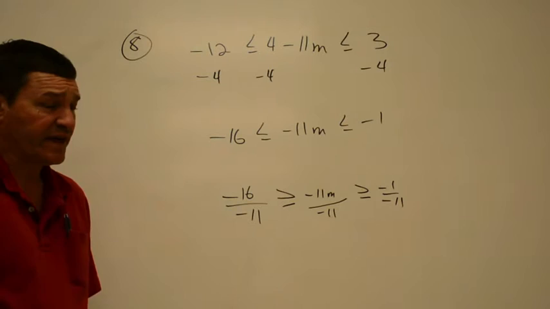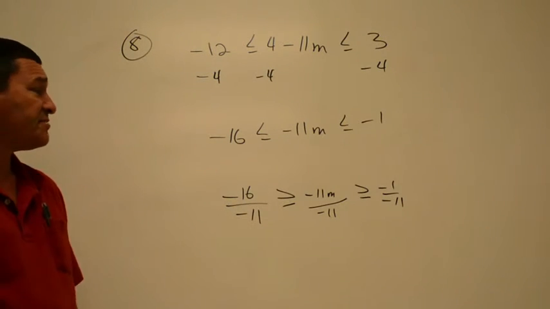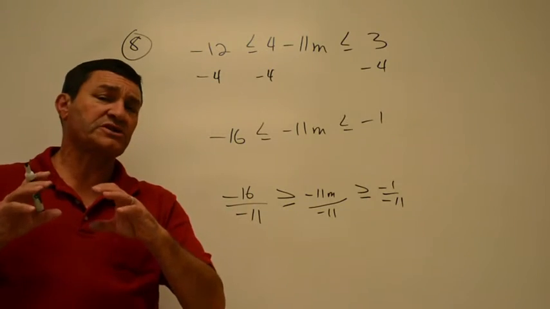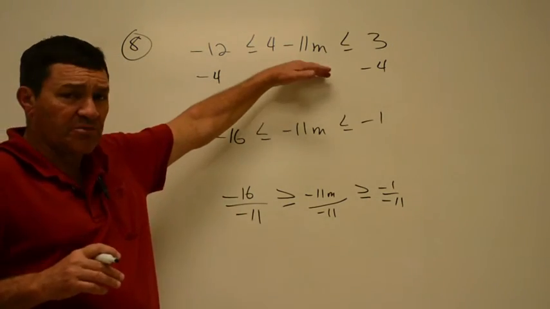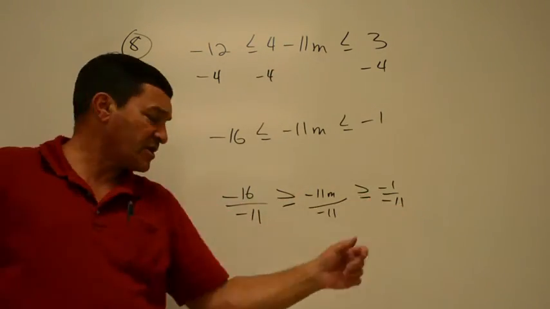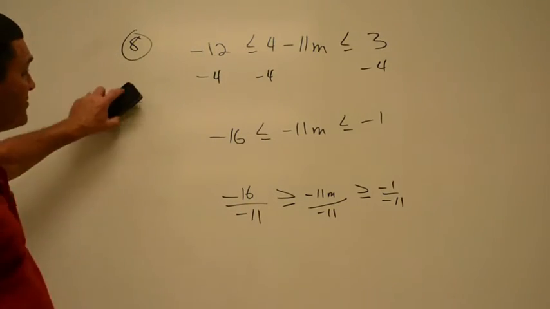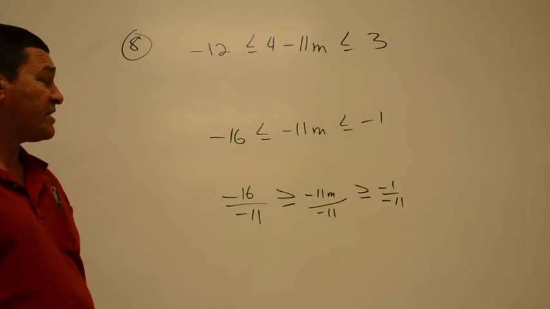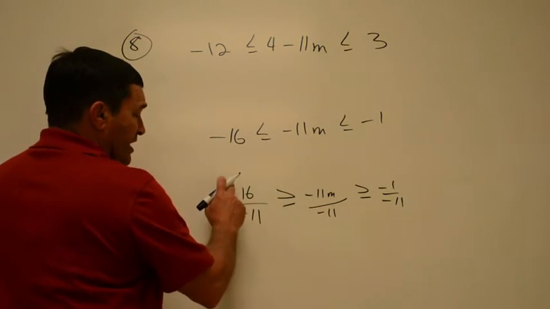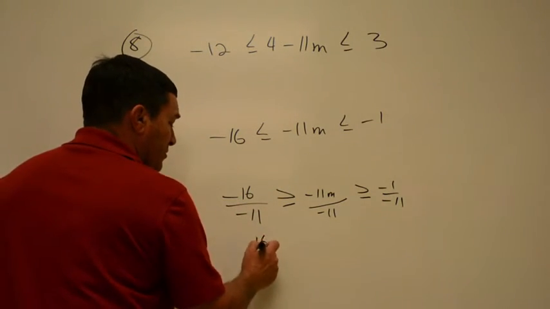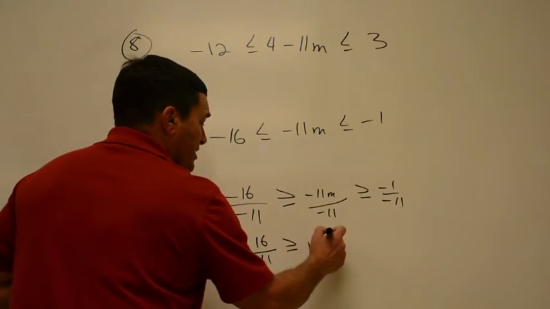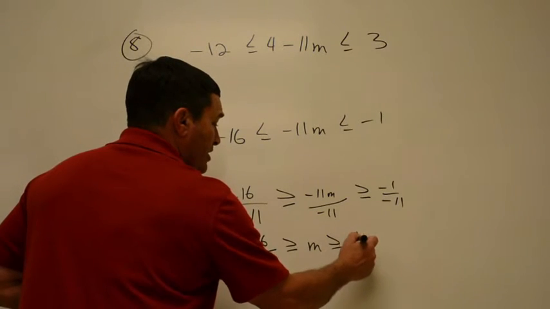Now, you have to do that. If you do not, your answers will always be backwards. Instead of it being the correct region of numbers for the problem, it's going to be the opposite of those. It's going to be the numbers on the number line that don't satisfy this. So here's what we're going to do. I've got negative 16 divided by negative 11 would be positive 16/11. Negative 11's cancel. Is greater than or equal to m is greater than or equal to 1/11.